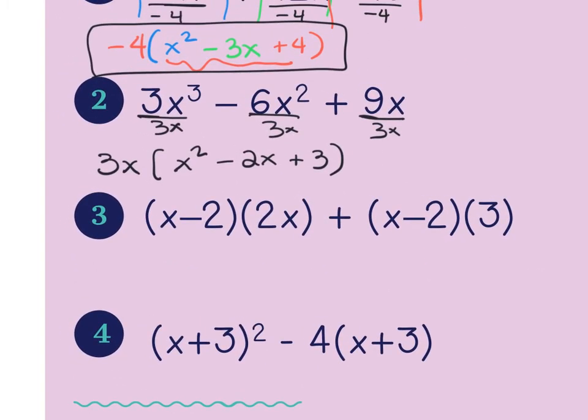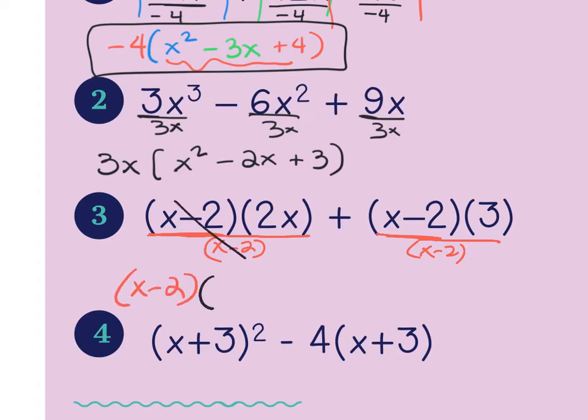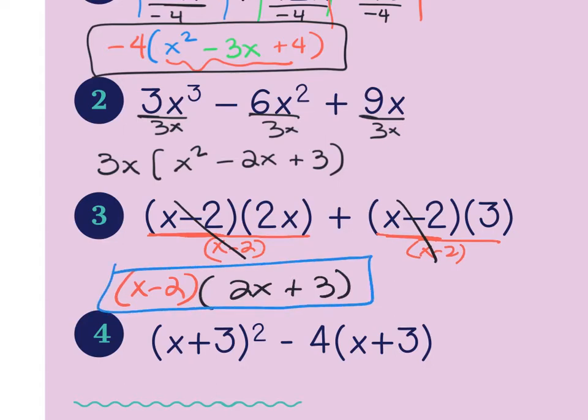Next, now this one looks a little complicated, but we're still doing exactly the same thing. Notice my greatest common factor here is the x minus 2. So I'm going to divide both of them by x minus 2. So that's my GCF. It goes out front. And now what I get after I divide is 2x plus 3. So that would be the final answer here. So your GCF does not have to be a monomial. It could be a binomial.